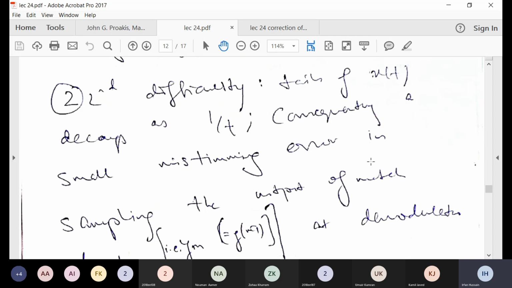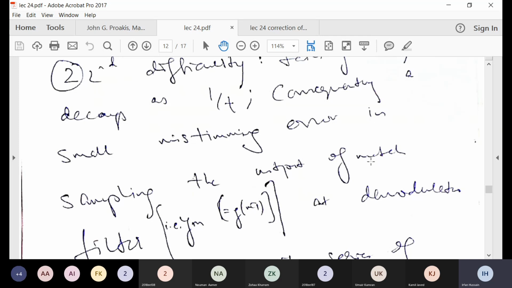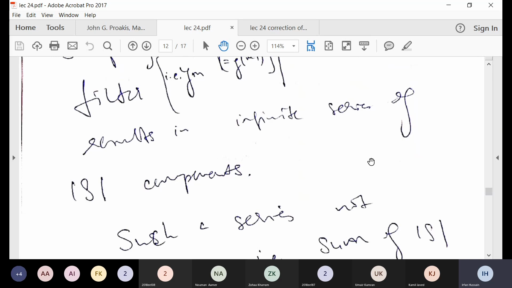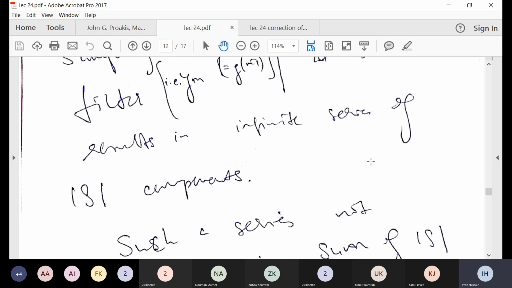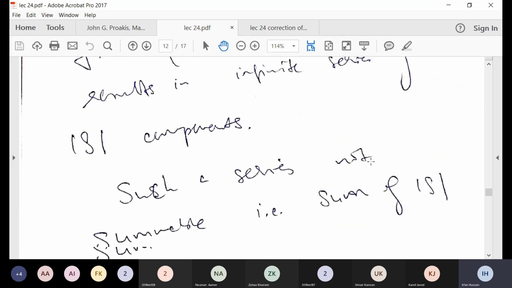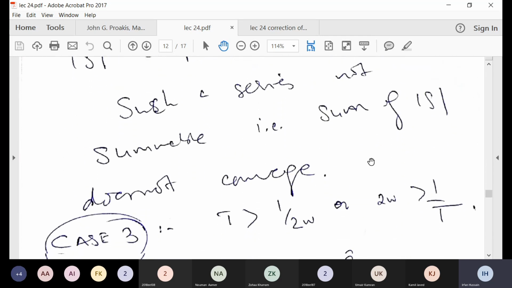Second difficulty is its decay. So sinc decays slowly, decays by 1 over t. Hence, if there is some, let us say, mistiming, then you will have various sincs, and your infinite series of these sincs, such summation will not converge. So this means it will diverge, and you will get a large value of ISI.